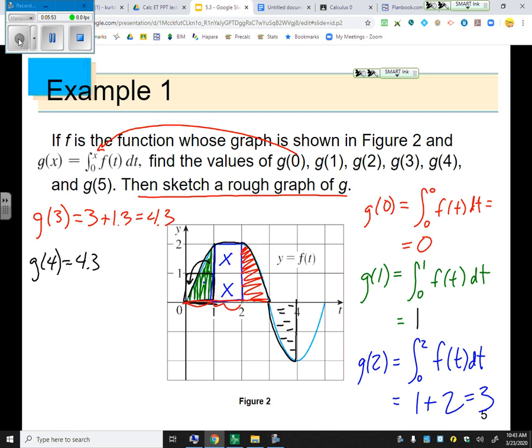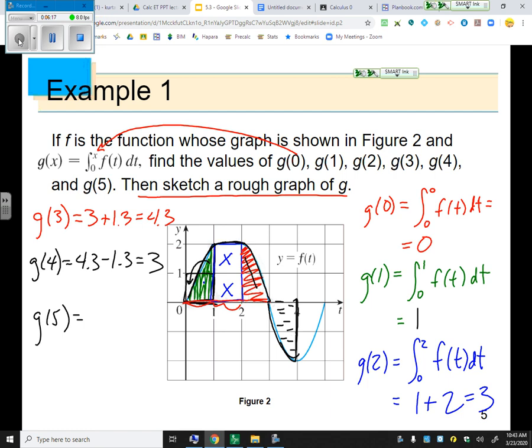And to me, it looks like this red area right here is the same as this whole area I'm subtracting. And so I would just subtract off 1.3. And I'm back to the number 3 on this one. It wants us to go to G of 5, so we'll go one more time. G of 5, it's going to be all my area so far. All of this that I added up.